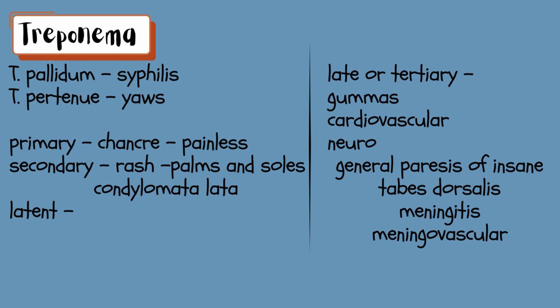So the primary syphilis we have chancre, which is painless genital ulcer. Secondary syphilis we have condylomata lata, which is skin colored or hyperpigmented growth in the genital region. Late syphilis we have gumma, subcutaneous nodules. We can have cardiovascular manifestations and neurological manifestations. Neurological manifestations can be different variants, maybe general paresis of the insane. It may be tabes dorsalis. It can be meningitis or meningovascular manifestations.